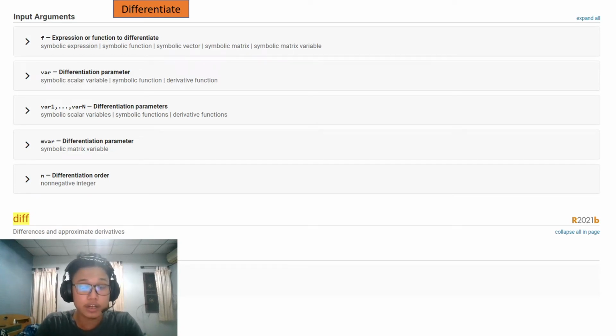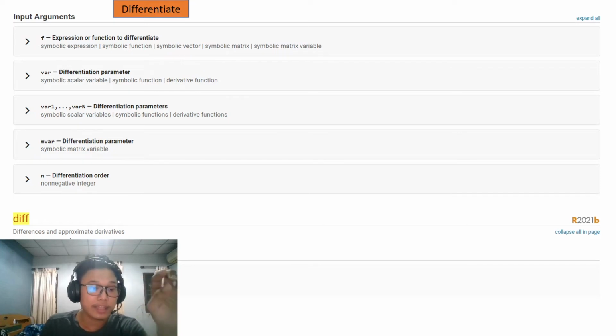Then this one is for differentiate and integrate. Differentiate is really important because everything we do deals with differentiation, and also the dynamics models, dynamics equations, and kinematic equations all deal with differentiation. For differentiation, there are five input arguments. One is the function to differentiate, another is the differentiation parameter, and the differentiation order. These three are important, and then another one is a variable.